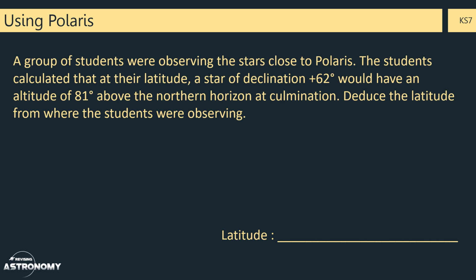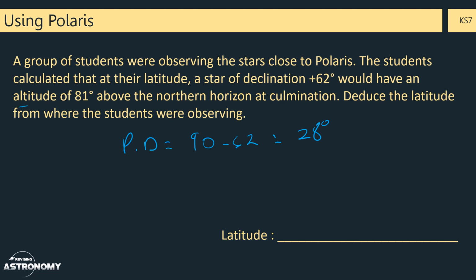And finally, in our last question, a group of students were observing the stars close to Polaris. The students calculated that at their latitude, a star of declination plus 62 degrees would have an altitude of 81 degrees above the northern horizon at culmination. Deduce the latitude from where the students were observing. So firstly, we can calculate the polar distance, which would be 90 minus 62, which is 28 degrees. So that means that the star is 28 degrees away from Polaris.